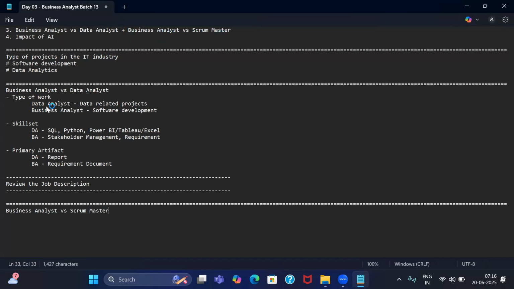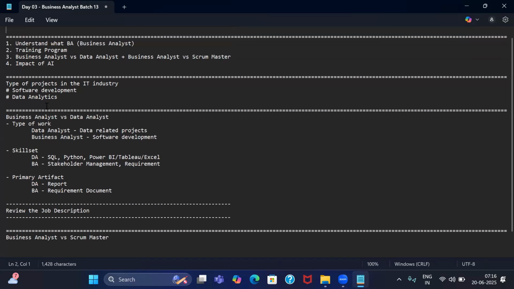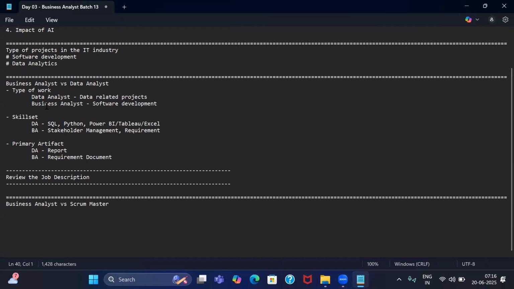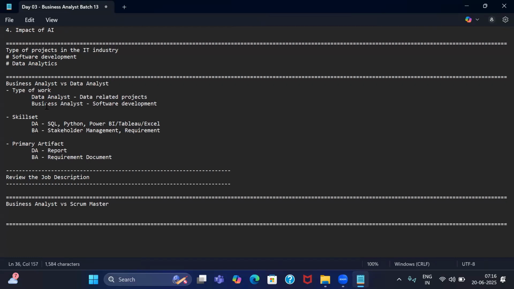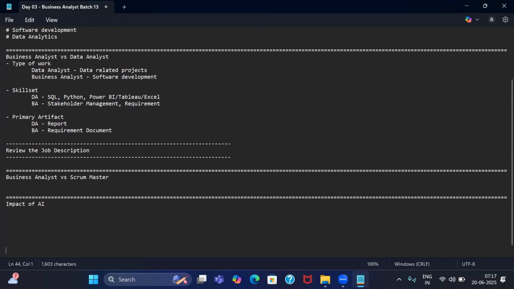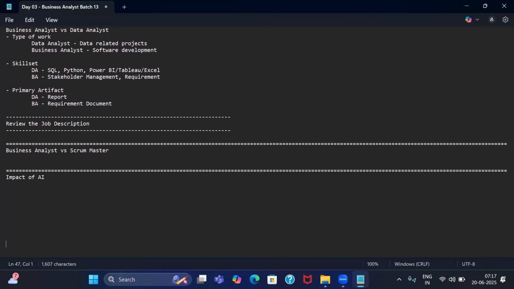So let's go ahead. The next one is business analyst and scrum master. Now, most of the people understand that business analyst and scrum master are two different roles. But the major confusion lies in that business analyst is a non-coding role. That means I don't have to do any coding. Similarly, Scrum Master is also a non-coding role. So which one should I actually go for?